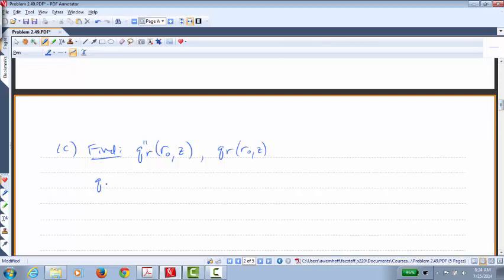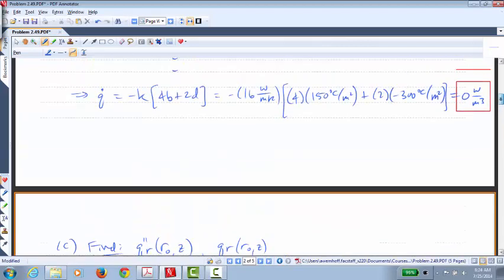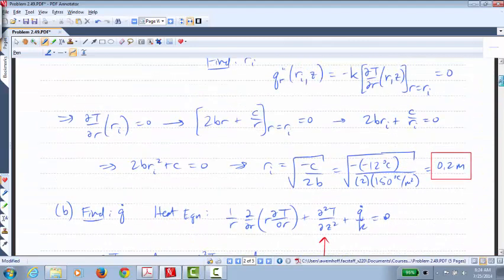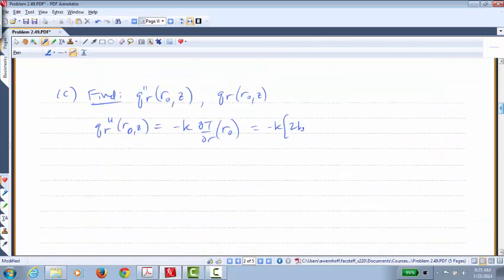The heat flux we know from part A, in the radial direction, is going to be minus K dT/dr. Here we're going to evaluate dT/dr at RO. So you already know how to calculate dT/dr based on the temperature distribution. That's simply going to be this 2Br plus C over R. And here we're going to evaluate at R equals RO. Let's go ahead and multiply this K through, minus 2KBRO minus CK over RO.